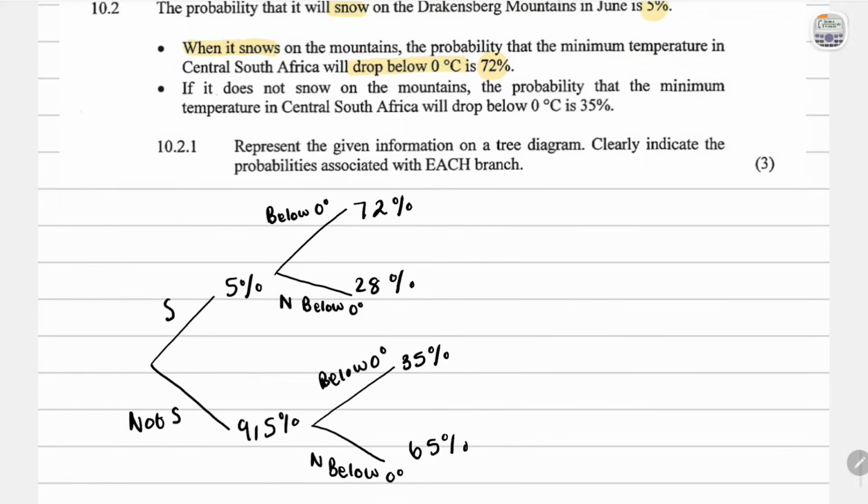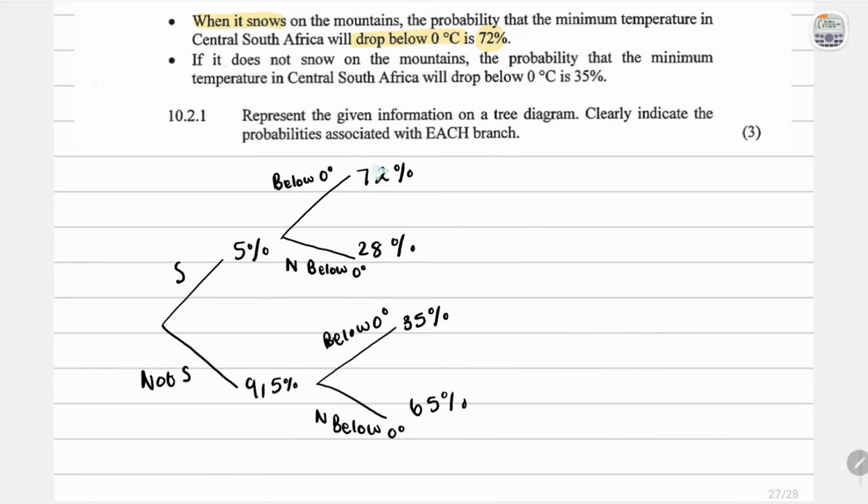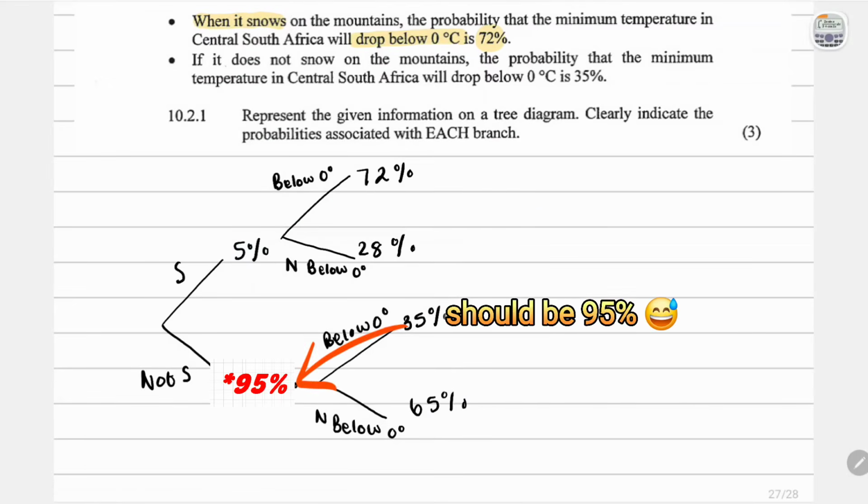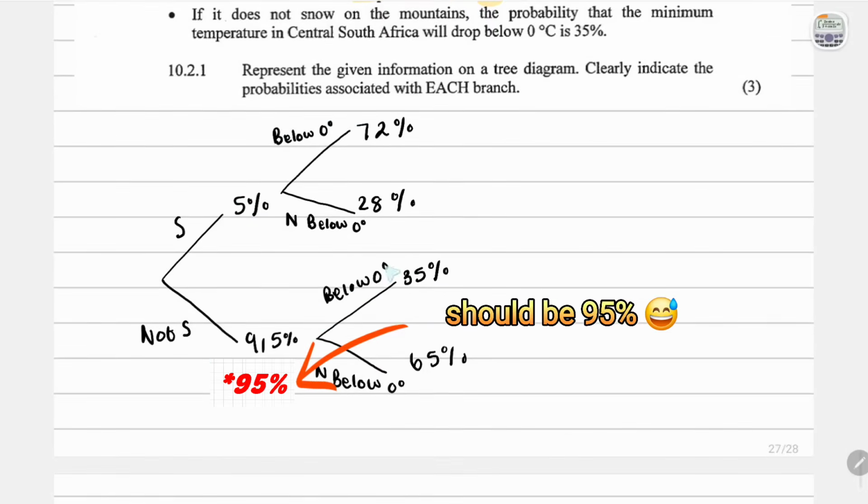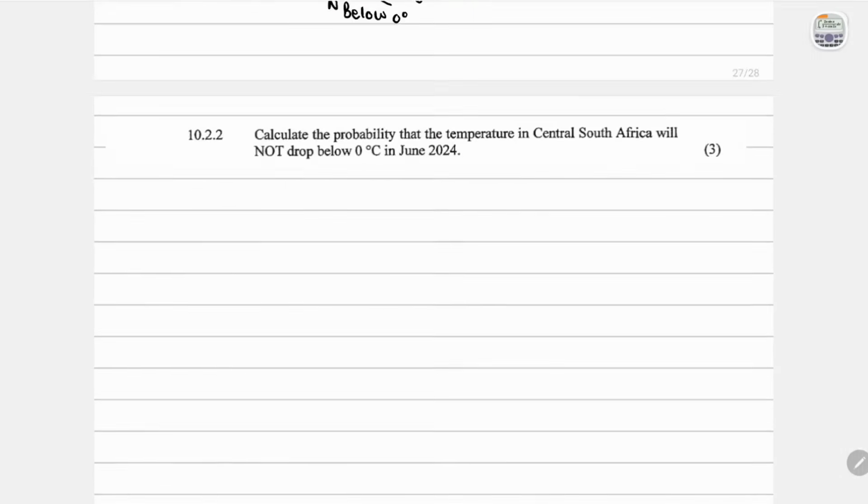They say represent the given information on a tree diagram, clearly indicating the probabilities associated with each branch. These are the probabilities associated with each branch. They didn't say anything about stating the outcomes, so we'll leave that. And this is our answer.